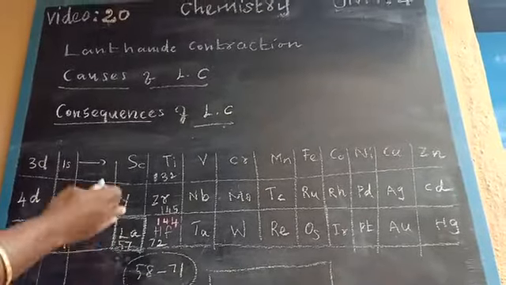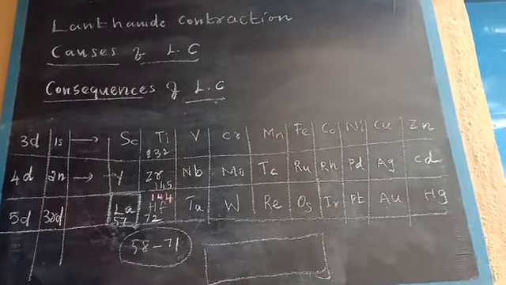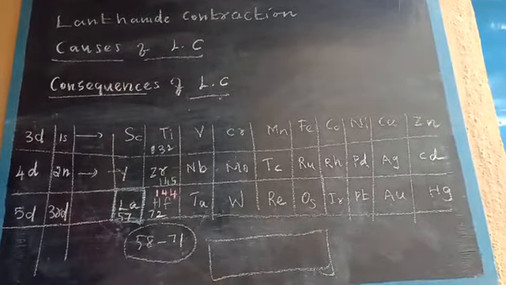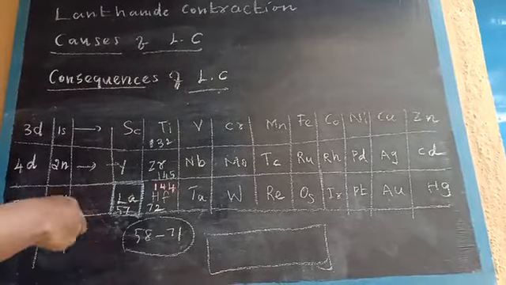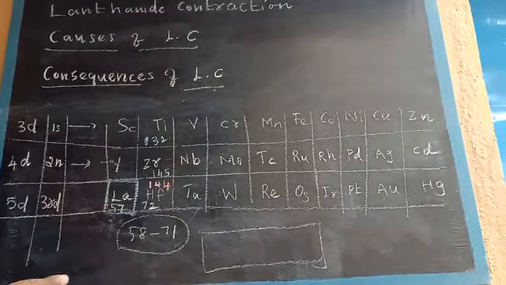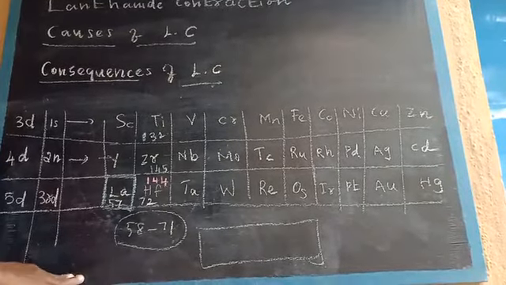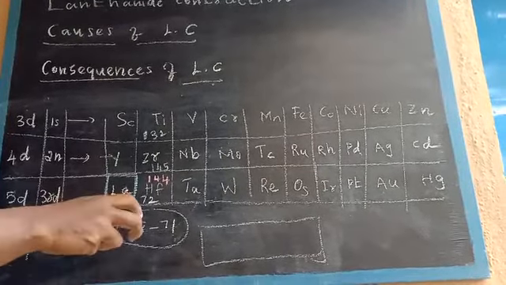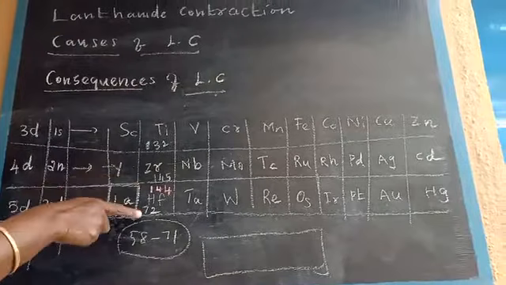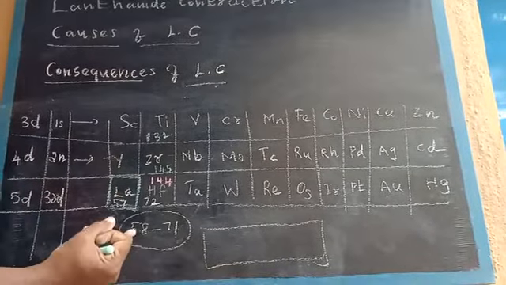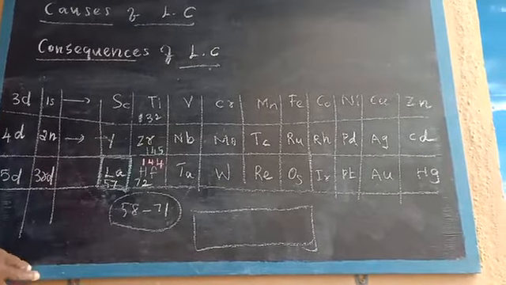Next consequence: the lanthanoid elements are present in minerals and it is very difficult to separate them. To separate them, we apply repeated fractional crystallization or the ion exchange method. That is the important process. Next, due to lanthanide contraction, atomic radii decreases and ionic radii decreases. Due to lanthanide contraction, it also acts as a reducing agent.